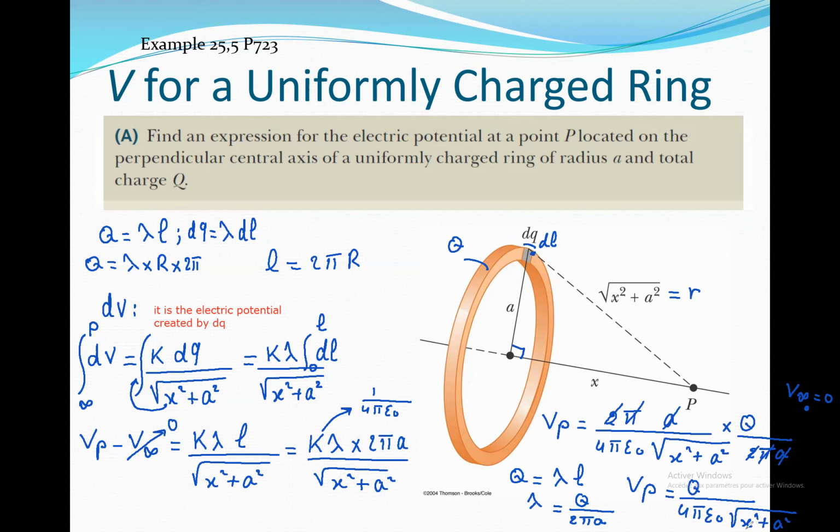This one is Vp in terms of Q, and this one is Vp in terms of lambda. It depends on the problem. You can use this one or this one as you like.